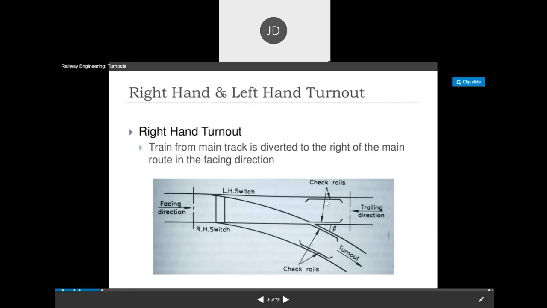Then this is your stock rail. This one, stock rail. This is your check rail. This is your crossing basically. It is a nose, or you can say it is a frog. Basically, this is called the frog portion of a cross section. This is a nose. This is a wing rail. All these things are part of a point and crossing.